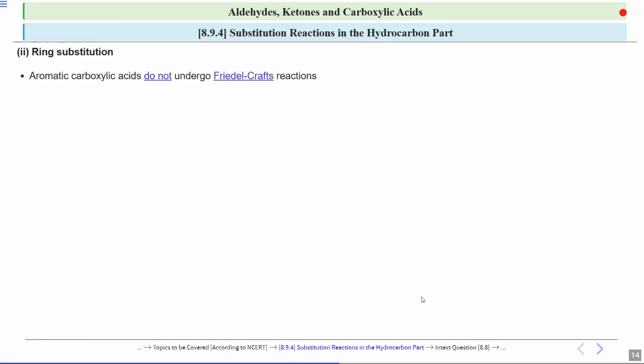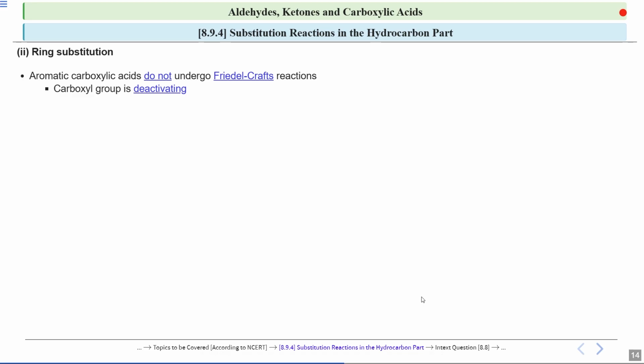Now we will look at one important thing, and that is aromatic carboxylic acids do not undergo the Friedel-Crafts reaction. This is an important thing to note. Now Friedel-Crafts reactions are a common way to add groups to a benzene ring. If we see the reason why this is happening, the main reason is the carboxyl group. The carboxyl group, which is the COOH group, is attached to the ring.